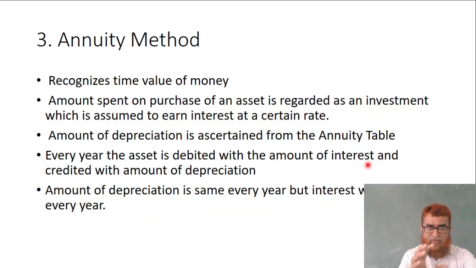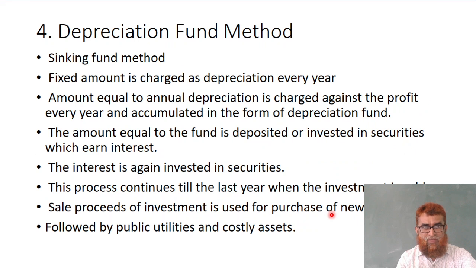ಪ್ರತಿ ವರ್ಷ ಏನು ಮಾಡಬೇಕಂದ್ರೆ ಅಸೆಟ್ ಅಕೌಂಟಿಗೆ ಇಂಟ್ರೆಸ್ಟನ್ನು ಡೆಬಿಟ್ ಮಾಡಬೇಕು, ಅಮೌಂಟ್ ಆಫ್ ಡಿಪ್ರಿಸಿಯೇಷನನ್ನು ಕ್ರೆಡಿಟ್ ಮಾಡಬೇಕು. ಓಕೆ, so that is how in the depreciation account every year interest amount is debited, depreciation amount is credited. The depreciation will be same every year. Amount of depreciation is same every year, but interest will diminish every year. That is called as annuity method.